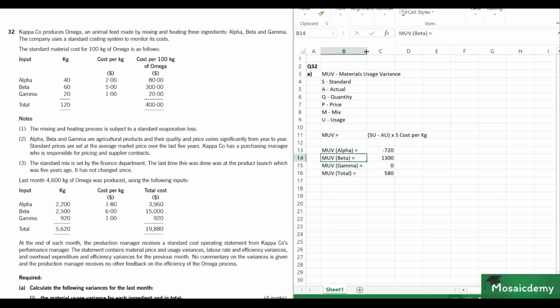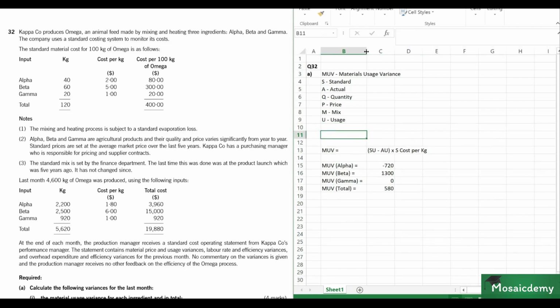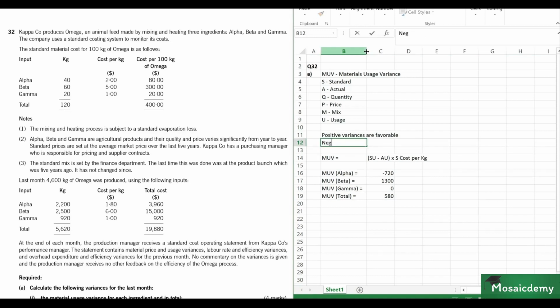Okay, let's just mention the fact that the positive variances are favorable and the negative are adverse, though that's pretty apparent, but just to be on the safe side, right? So positive variances are favorable and negative variances are adverse. Okay, so we have our material usage variances covered, and this is the first part of part A, so let's just label that so that the examiner can follow.